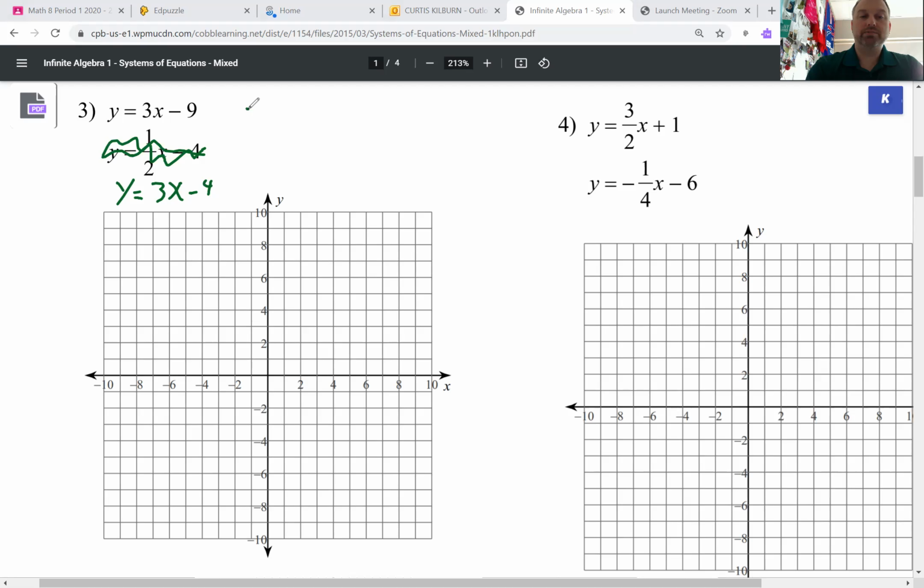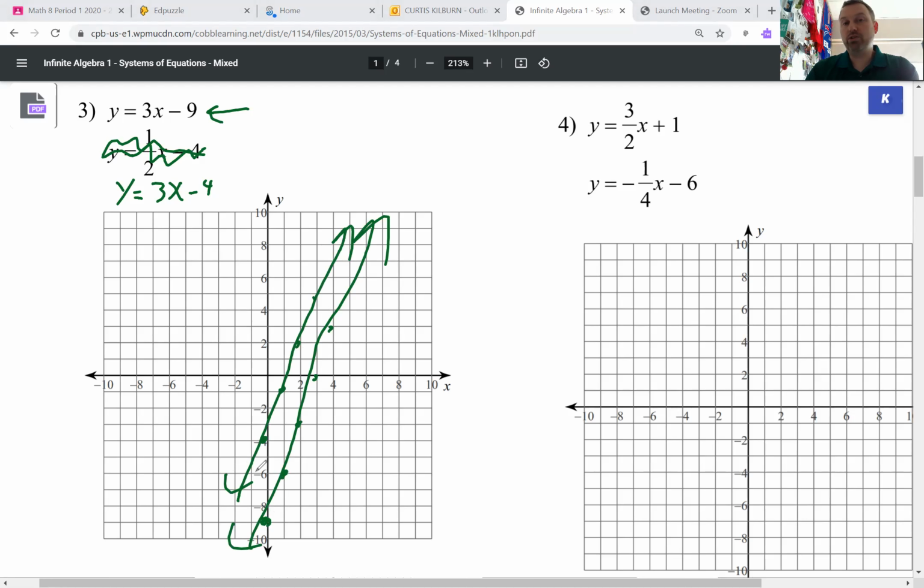So for the first one, right, you're going to start at negative 9, and you're going to go up 3, 1 to the right, up 3, 1 to the right, and so on. And it's going to look something like this. And you go to graph the other one, you're going to start at negative 4, and you're going to go up 3, 1 to the right. And it's going to look like that. Okay, well, what's the solution to that system? Or where are those lines intersecting? Right, they're not. There's no solution.